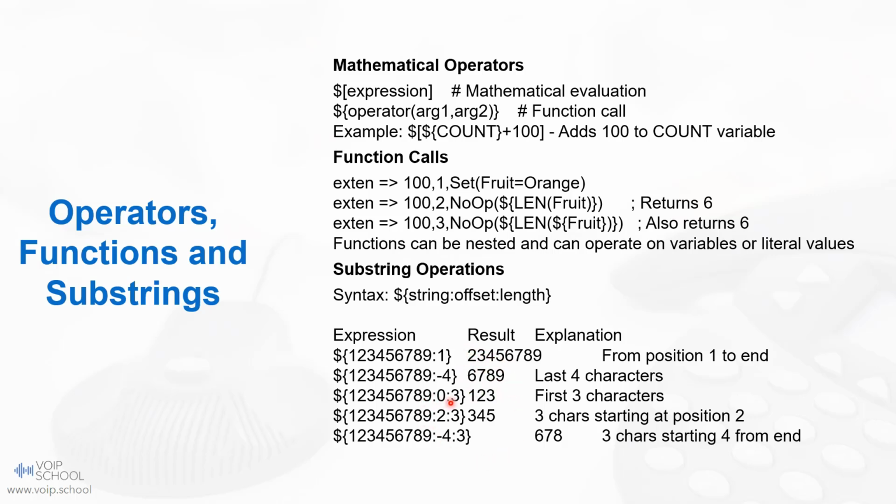If we use 0, colon 3, we'll start from the beginning, right? And we get 1, 2, 3, from 0 to 3. Here we have 2 and 3. It will start with the second, actually the third, because it starts with 0. And 3 positions, 3, 4, 5. If we use minus 4, colon 3, we go back four numbers and then we get 3 digits. So 6, 7, 8. So there are many ways to cut and slice the strings on the system, and this is very important to adapt the numbers to the destinations.